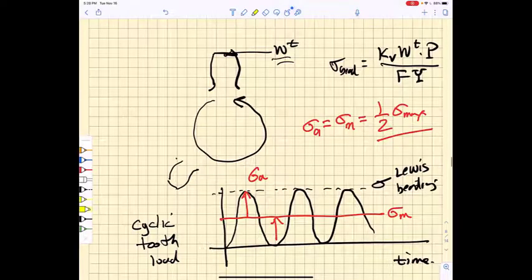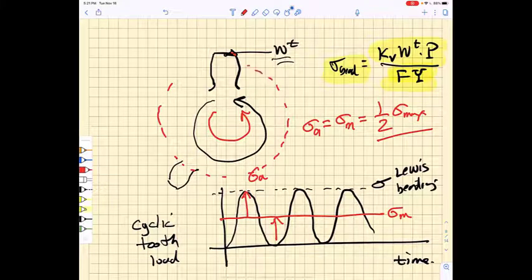Well, instead of yield, what if we wanted to do a fatigue design? It's still true that the bending stress is given by Kv times the tangential force times the diametral pitch, divided by the face width times the Lewis form factor. And keep in mind that as we rotate this gear, that gear tooth is loaded. The load drops to zero. It happily runs around and relaxes with no load on it.